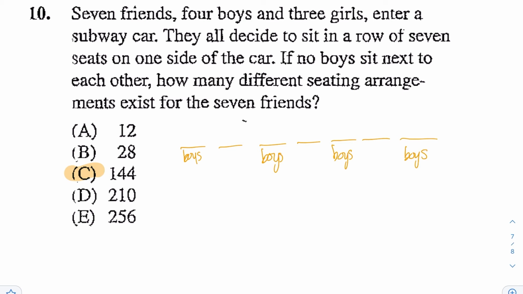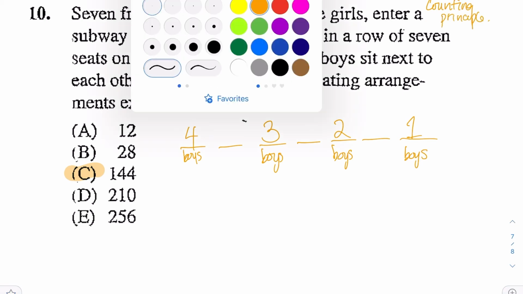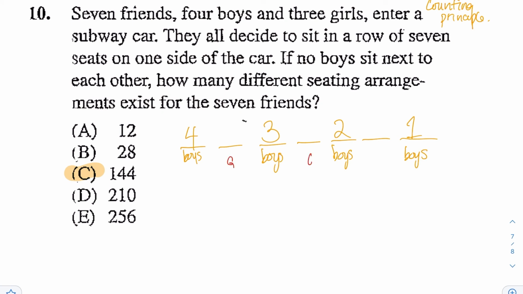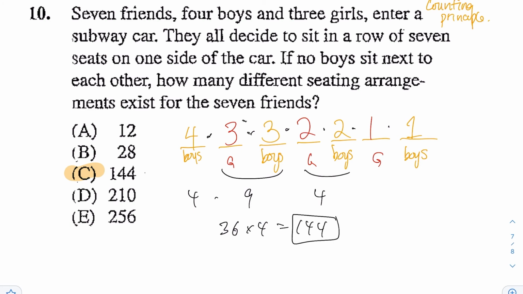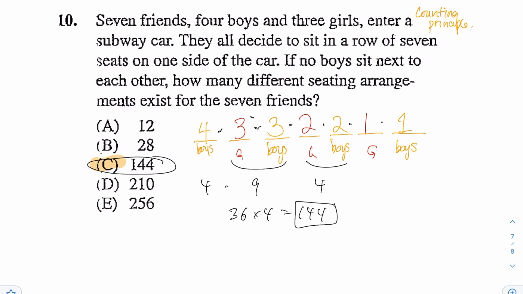And because you have 4 boys, if you look at the options, you have 4 for the first position, then 3, then 2, then 1. So again, this is a variation of the tree diagram, just a counting principle question. And then for the girls, because you have 3 girls, you'll have 3, 2, and 1, and you always want to multiply. So here, 3 times 3 is 9, and this is 4, so then you have 36 times 4, which is equal to 144. Choice C. So this is a counting principle question. That is the shortcut.